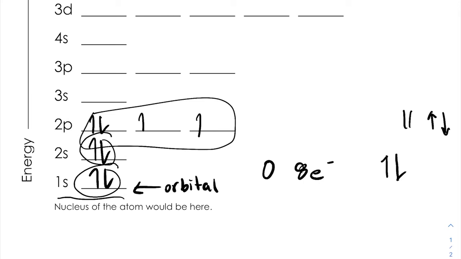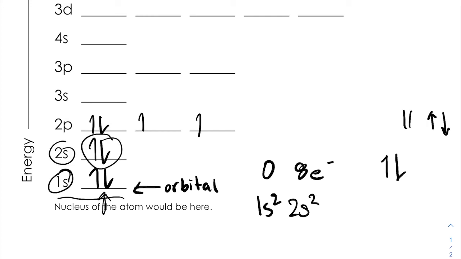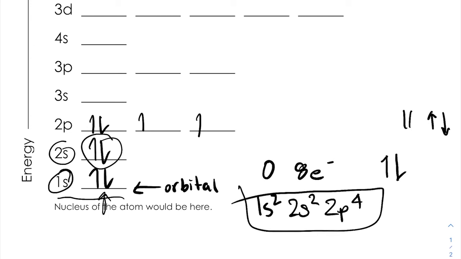So then when you write the configuration, it is just reading what you've written. This chart on the left is just to write the configuration out. So I have 1s, and I have 2 electrons there. That's what these are. And so I have 1s2, and then I move up. I also have 2s2, two electrons in the 2s energy level. And then in the 2p total, I have 4. So I write 2p4. And there's your electron configuration for oxygen.